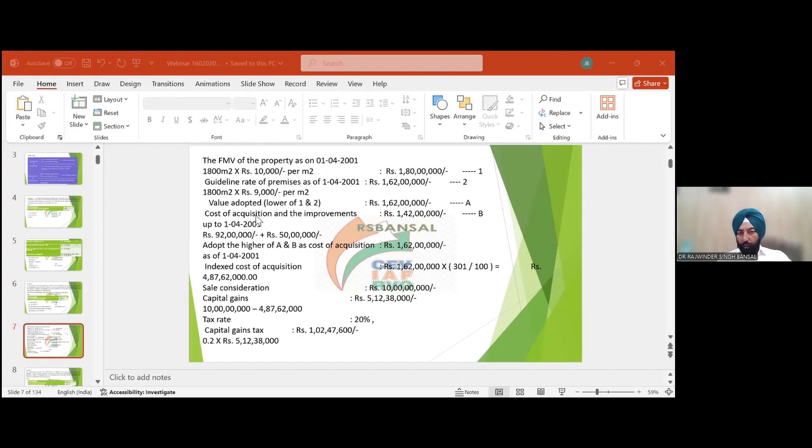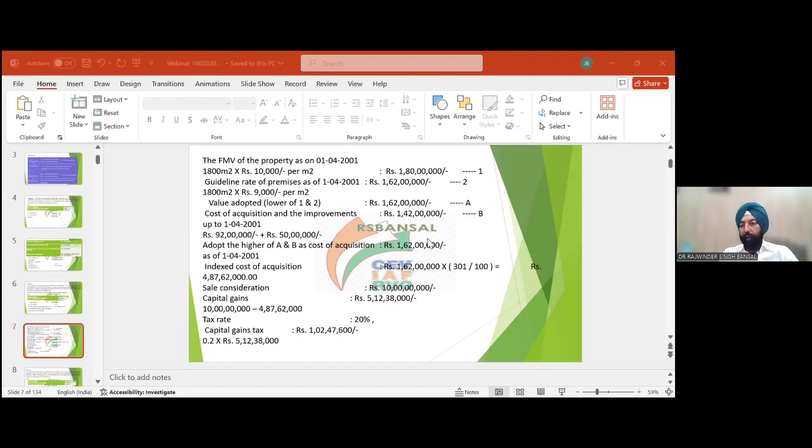And now, fair market value and cost of acquisition, you have to take the higher of the two, which is 1 crore 62 lakh. This is an important thing: how to calculate the cost of acquisition. Once this is clear, then there is nothing in capital gain. Then there is just indexation, nothing more than that. So this should be clear in your mind.